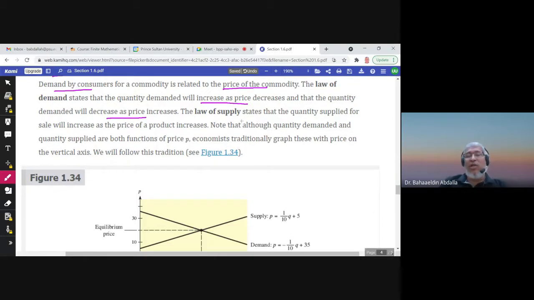While the law of supply says that when we increase the price, the quantity supplied increases. And when we decrease the price, the quantity supplied decreases.